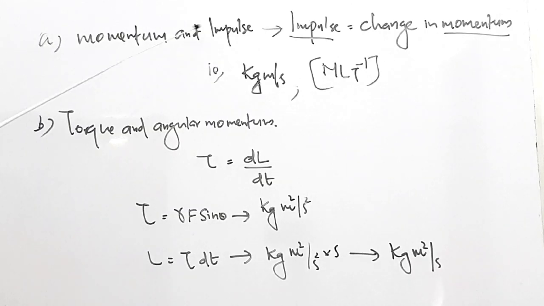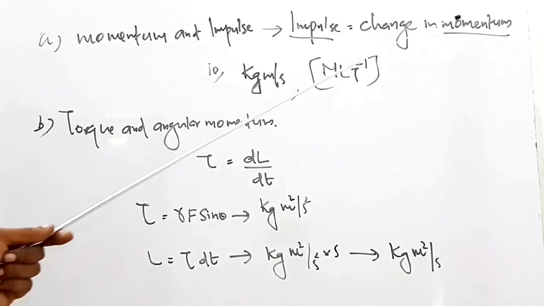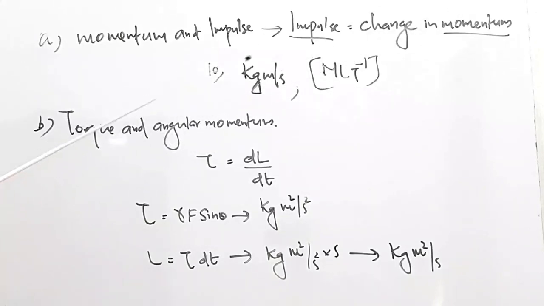First one, momentum and impulse. Impulse is nothing but change in momentum. So the unit of impulse and momentum will be equal, and that is equal to kilogram meter per second, because the formula for momentum is mass into velocity. Mass into meter per second, which is the unit of velocity. Writing dimension, it will be M L T raised to minus 1. M represents mass, L T raised to minus 1 for velocity.